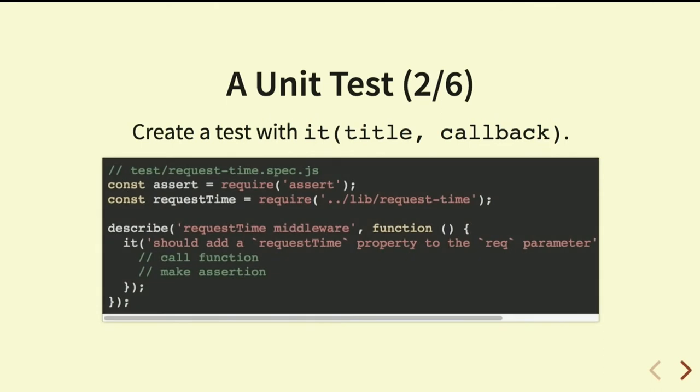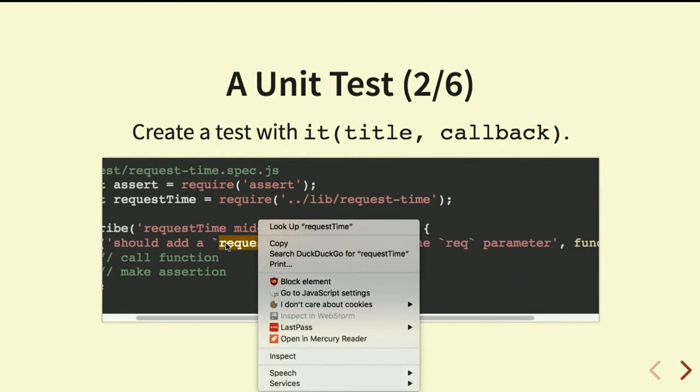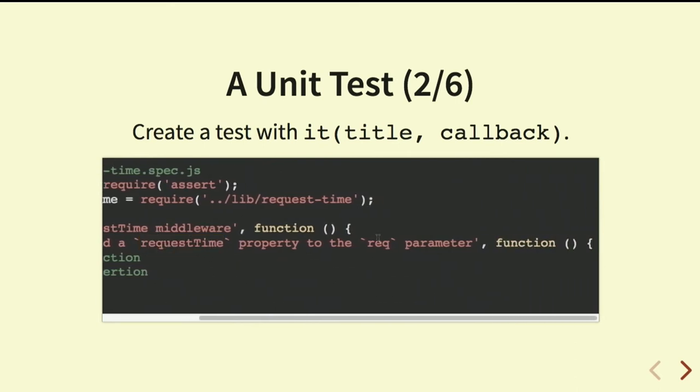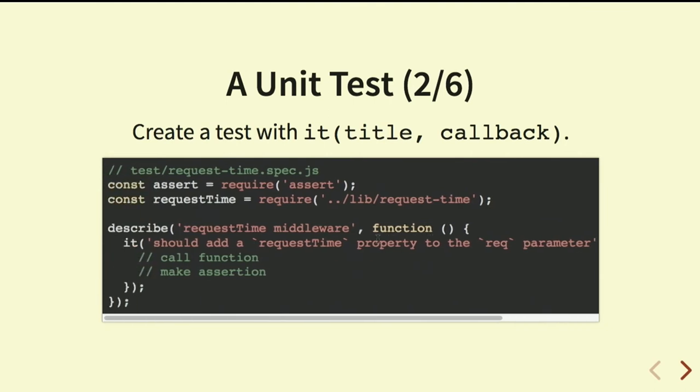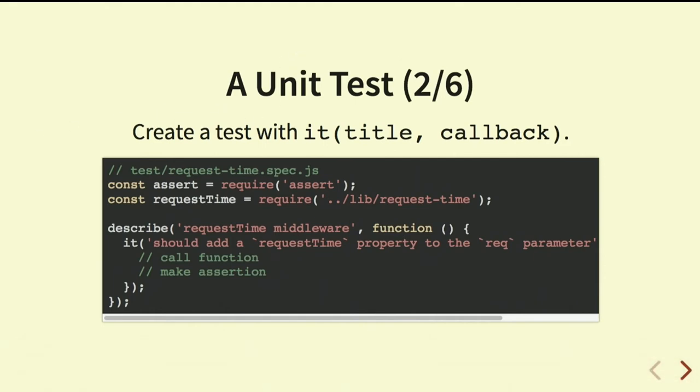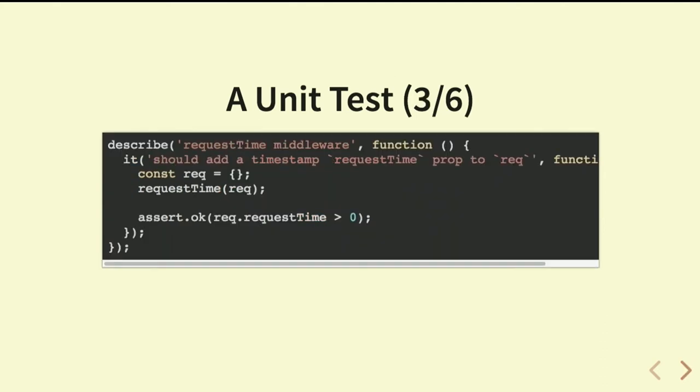Putting this more together, we have request time middleware. It should add a request time property to the req parameter, which is basically all that little middleware function is doing. And so here we have a call function, make assertion, with notes, this is what's going to go in there. If you write your tests like a sentence, the reporting will look a little nicer.